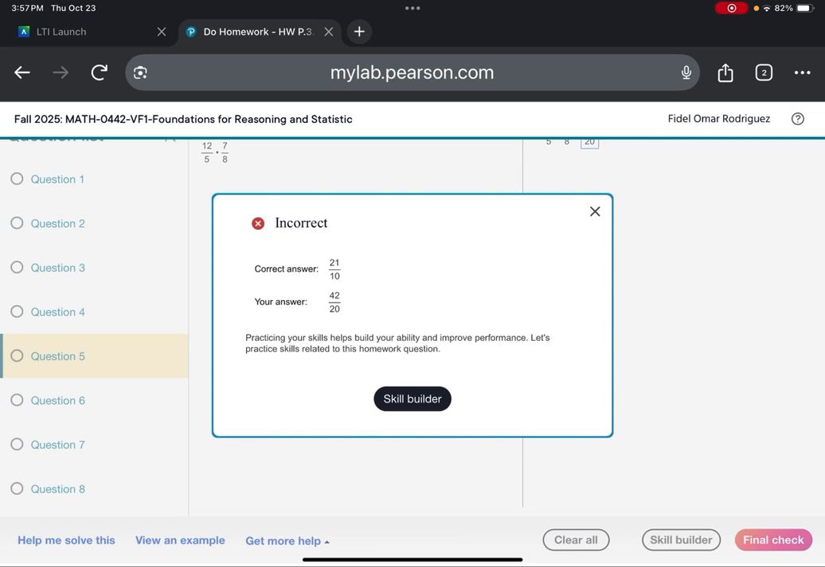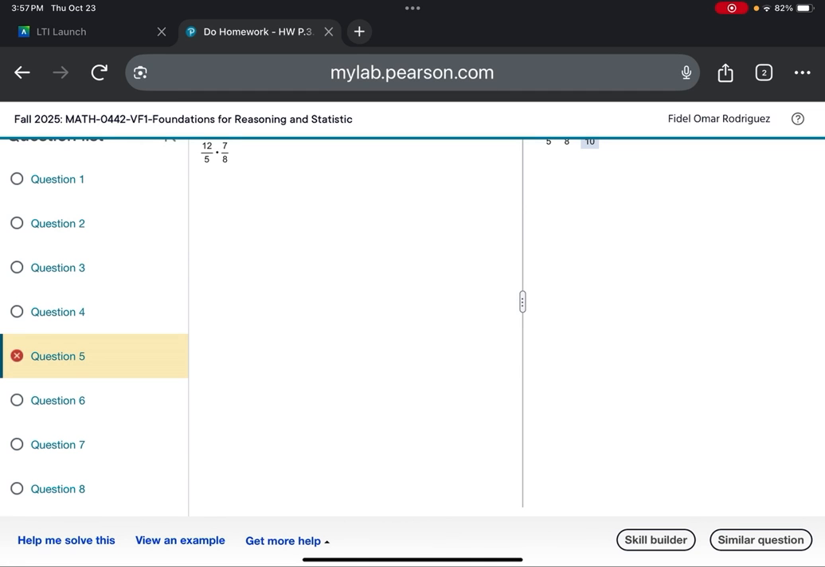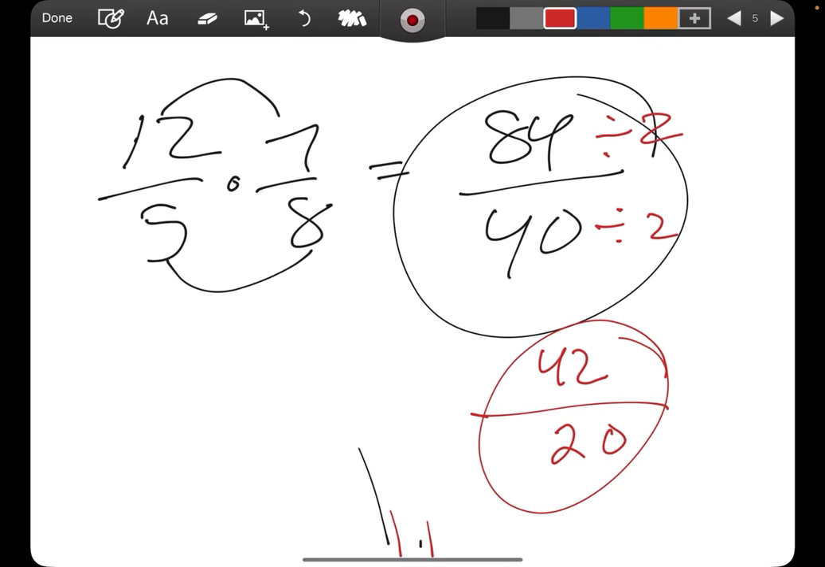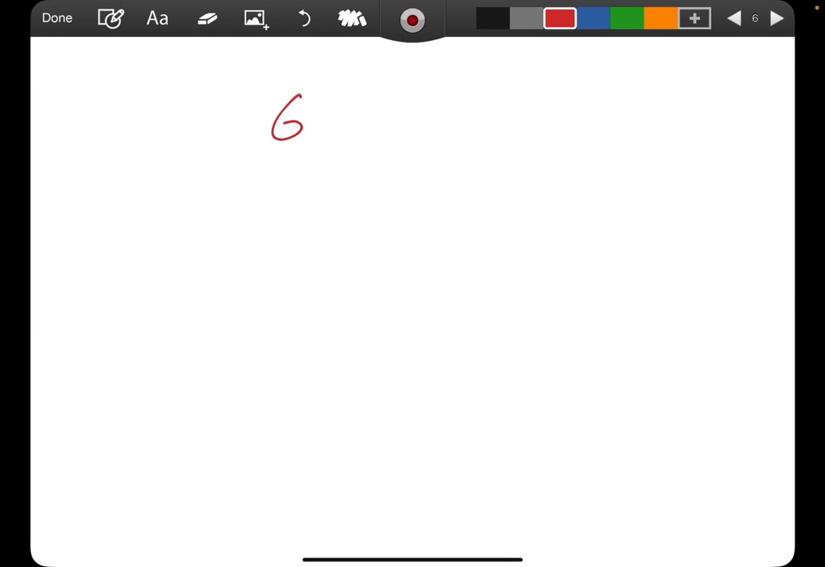Now, it gives me an option to go to Skill Builder, and that's going to give me some more practice problems. If I don't feel like practicing, y'all, I'm just going to X out of here. But down here at the bottom right where it says similar question, I'm going to click on that. It's going to give me a brand new problem: 6 over 5 times 7 over 4.